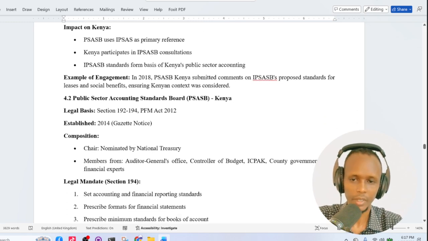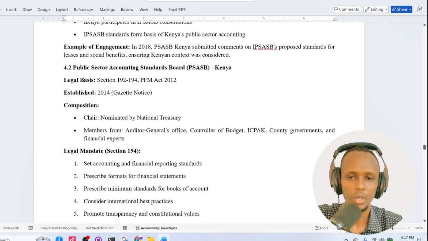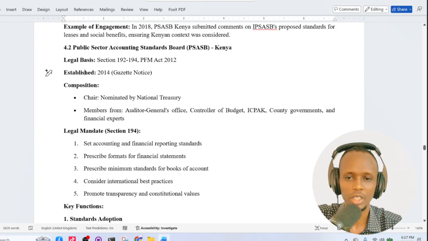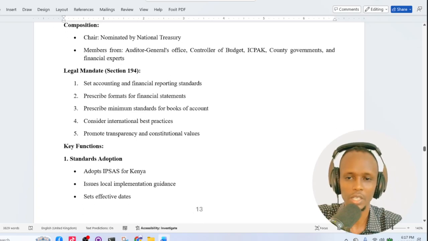Okay, it gave birth to the Public Sector Accounting Standards Board, Kenya. So Sections 192 and 194 of the PFM Act established it under a Gazette Notice, and also the PFM Regulations 2014. Then the composition: the chair is nominated by the National Treasury, with members from the Auditor General's Office, the Controller of Budget, and also financial experts. The legal mandate is given under Section 194.